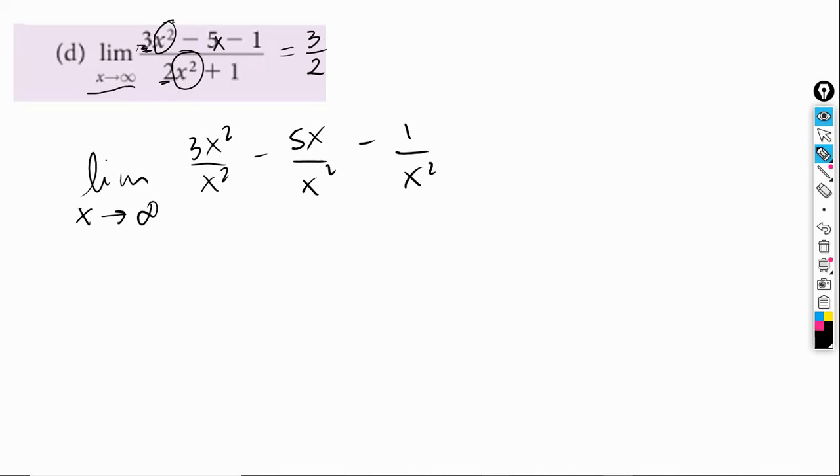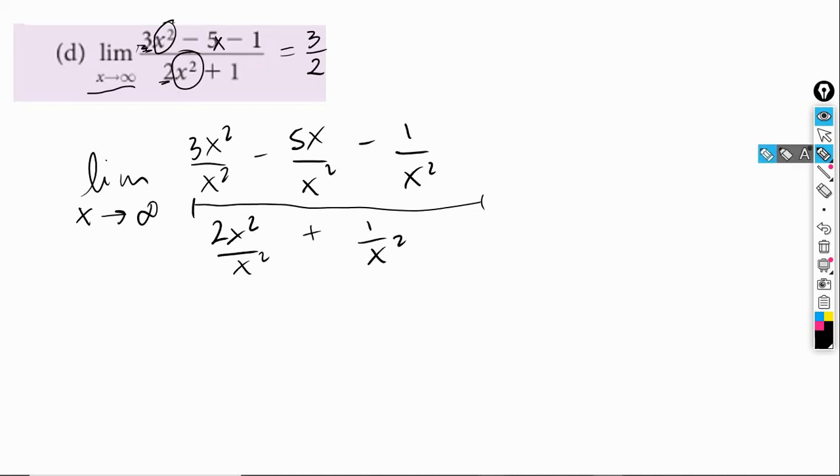And all of this divided by 2x squared over x squared plus 1 over x squared. So then this would equal, and this is where we can apply the properties of limits. First of all, we're going to cancel out these terms because x squared over x squared can cancel out, x squared over x squared can cancel out, and this x can cancel out with one of these x's. So let's rewrite this using the properties of limits.